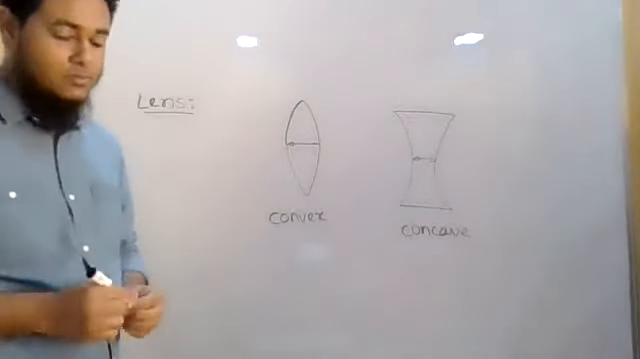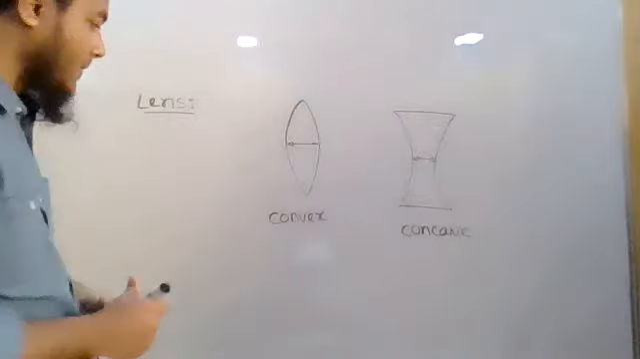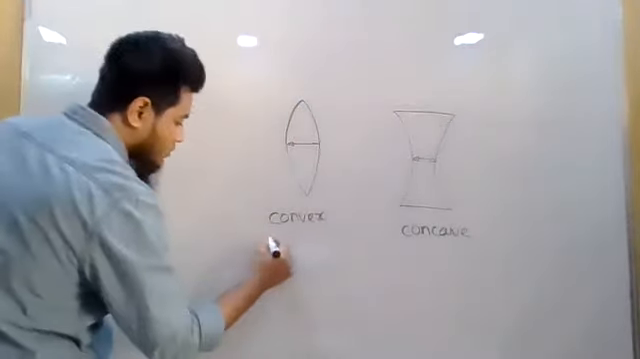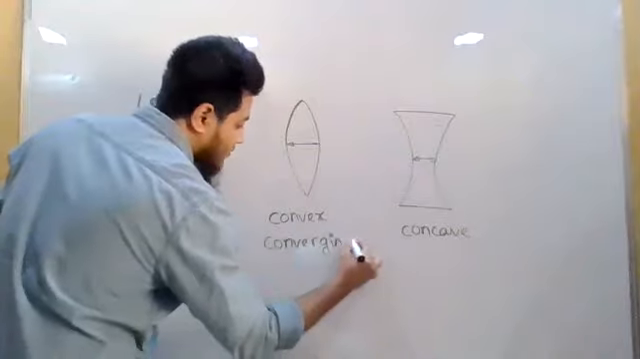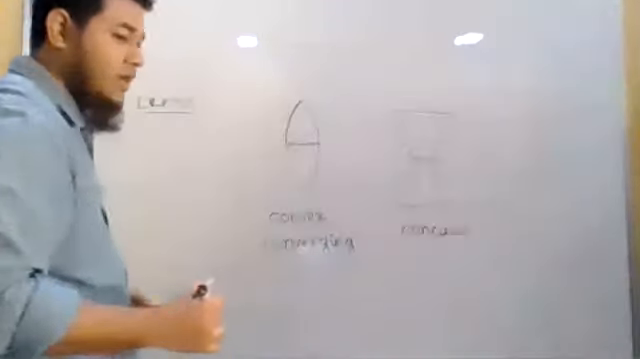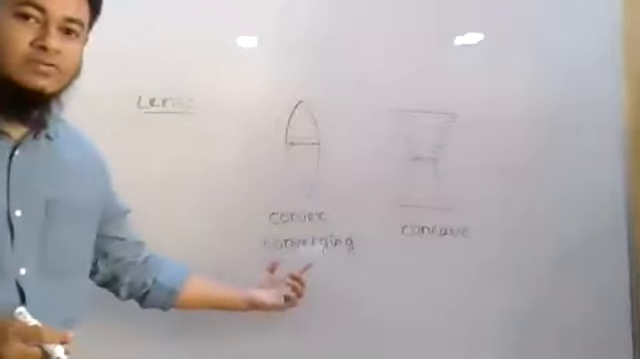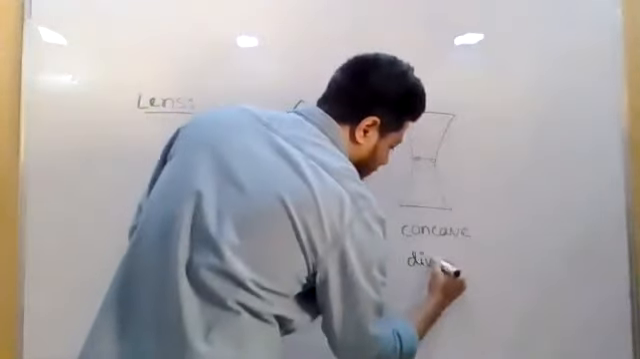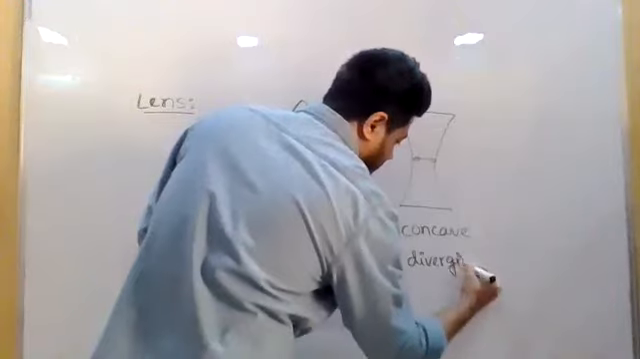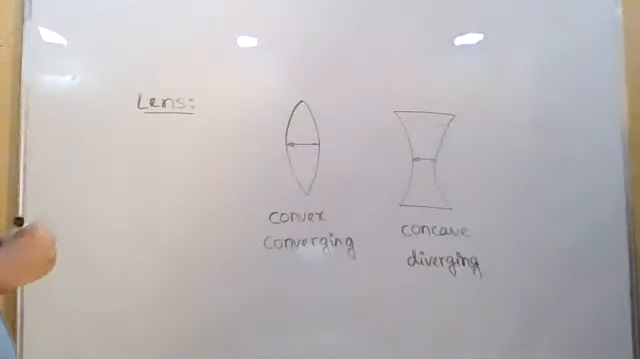Now, inshallah, we will see what they actually do. This convex lens is also called a converging lens. Why is it called a converging lens? Inshallah, we will get to see. As we have already studied reflection of light, you are familiar with this word converging, right? Converging and diverging. And concave is called a diverging lens. Why is it called that? We will see.